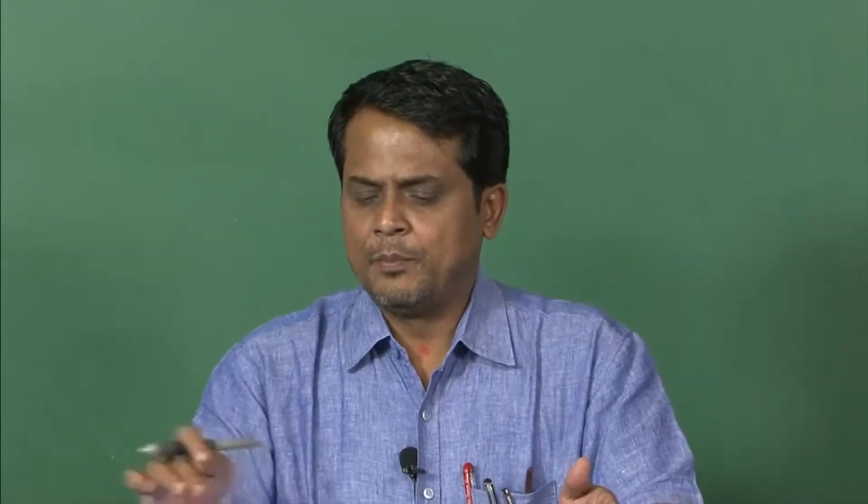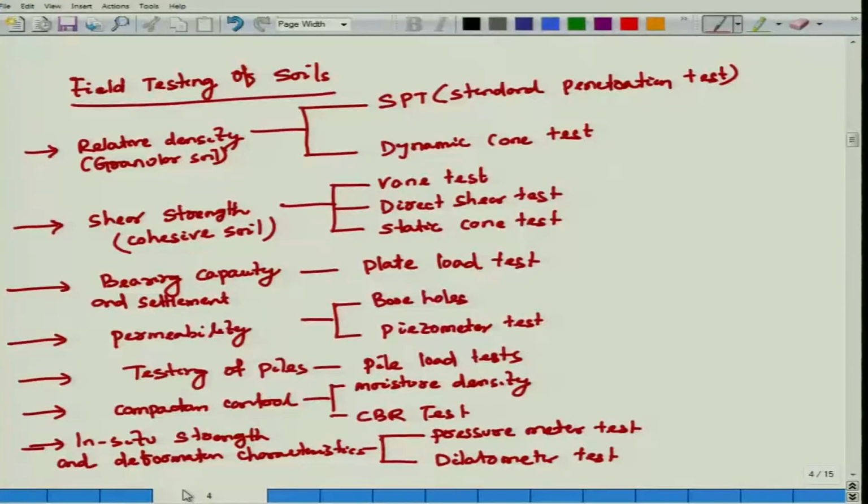So, it will be vane shear test, direct shear test you can do it. Direct shear test, you know, in your soil mechanics you have conducted in previous semester. This also can be done in the field: vane shear test, direct shear test as well as static cone test. This is your cone penetration test, sometimes you say CPT. Dynamic cone test is different than CPT, cone penetration test.